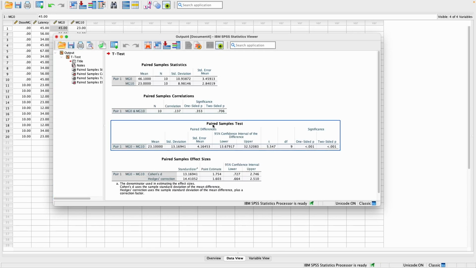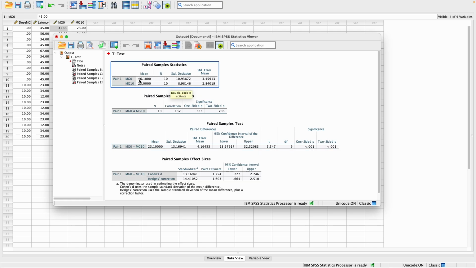I'm going to come down now to the Paired Samples t-test. T is 5.547 with 9 degrees of freedom. And again, my p-value is less than 0.001. Since I used the same values in this paired t-test as I did in the independent samples t-test before, the means are going to be the same. So I have a 46.1 mean latency to reach sleep under the 0 milligram condition, and about half of that, a 23.0 minute sleep latency in my 10 milligram condition.